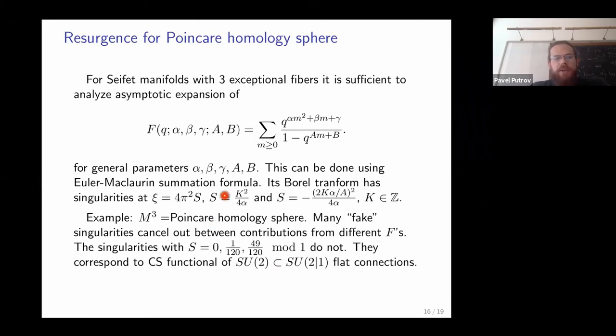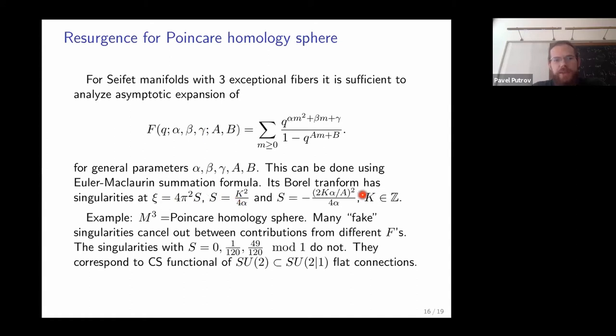And so one can also make the same analysis for Seifert manifolds with three exceptional fibers, using the property that, as I mentioned, the Q series can be realized as a linear combination of Q series of the following type. So it's sufficient to first do a general analysis for this type of Q series for general alpha, beta, gamma, A, and B. This is not something unlike the Lambert series, but it is not something you can find in the literature, at least we couldn't. So one has to do some work, and one can do the analysis using the Euler-Maclaurin summation formula. One can analyze the asymptotics of the coefficients of the asymptotic expansion of this Q series.